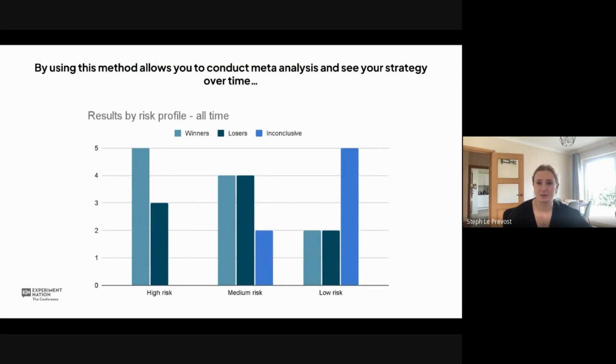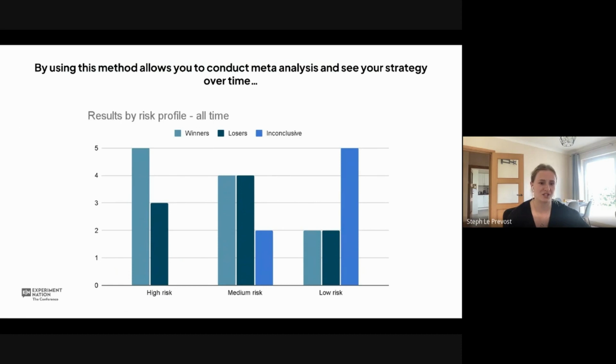So thinking about risk profile, I really like this as a tag, because it can really take you from your local maxima to your global maxima. I've seen this happening in a client that I've been working on. At the beginning of the program, we were running low risk experiments, some medium risk. We were consistently getting inconclusive experiment results.